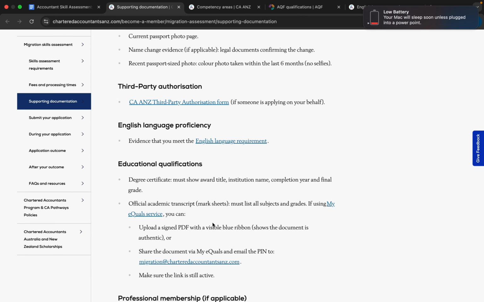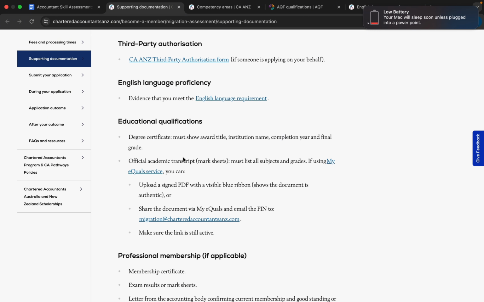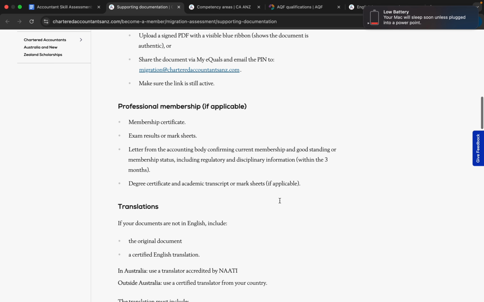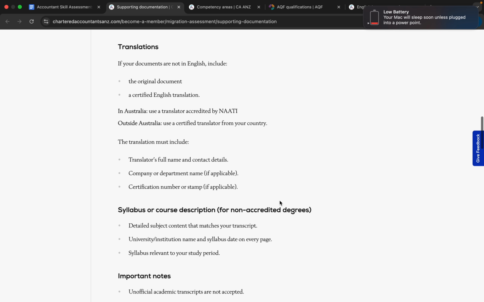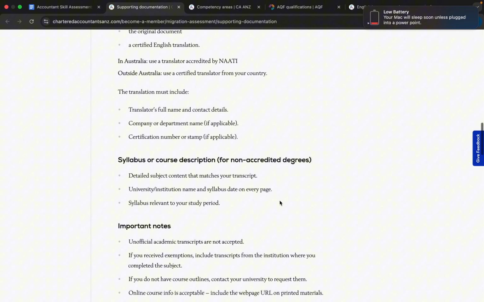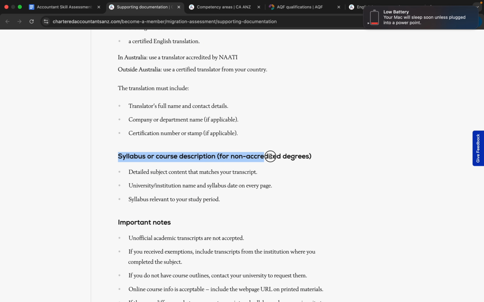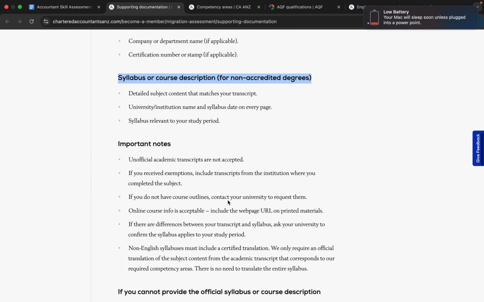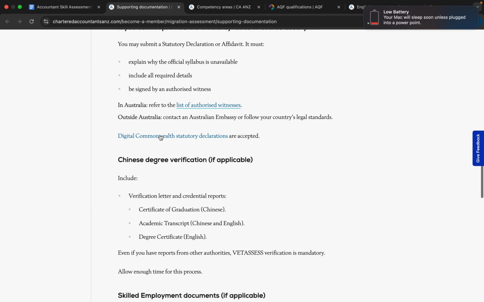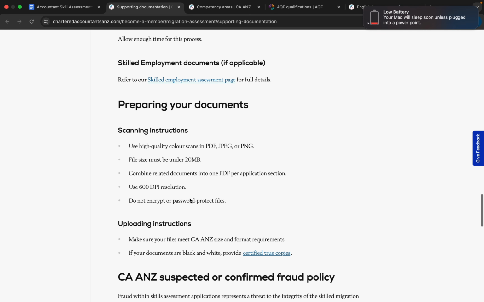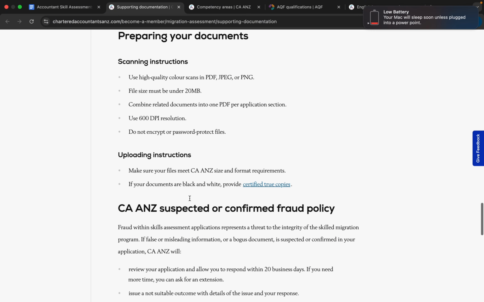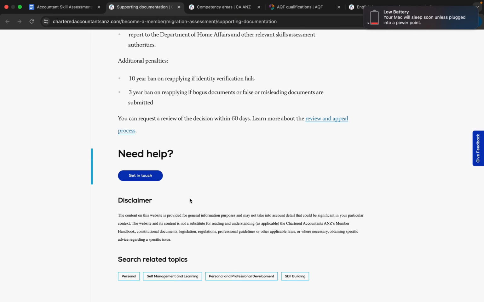Okay, this is the part you have to go through, you have to read carefully. Degree certificate, official academic, and course description must show award title, institution name, completion year, and final grade. You can go through here and see what you have to do if it's not in English, and here is syllabus or course description for non-accredited degrees. So if you are from overseas, you need the syllabus or course description to submit. An important note, you guys can read it out. I will give this link in the description, so you can go and check it out.